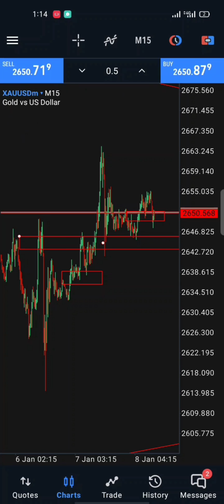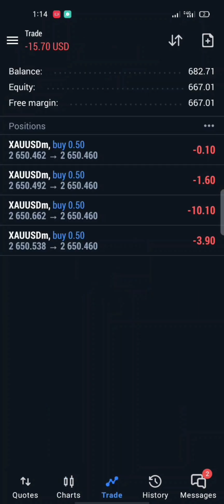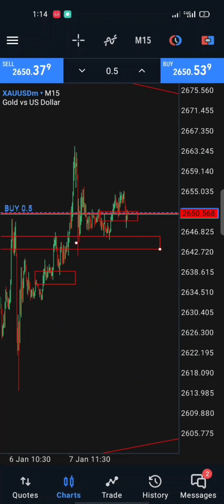So currently I've entered my buy at the very point, entered my buy with $0.50. Let's watch and see the market buy further and give us our profit. Let's take the account to a mighty height.